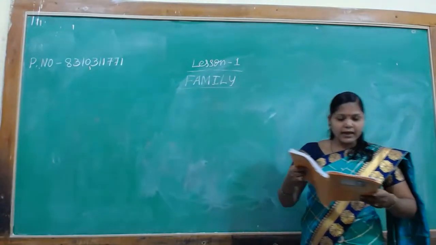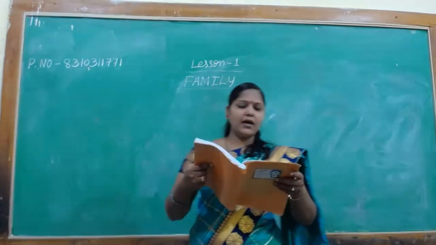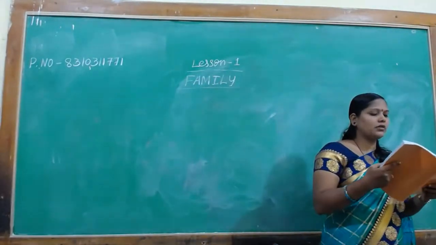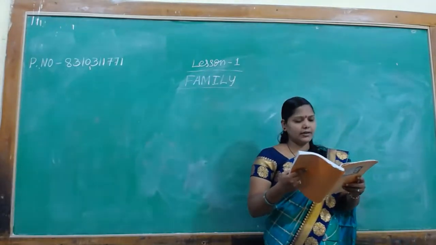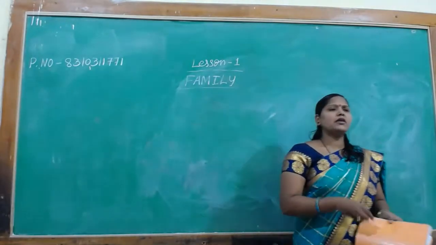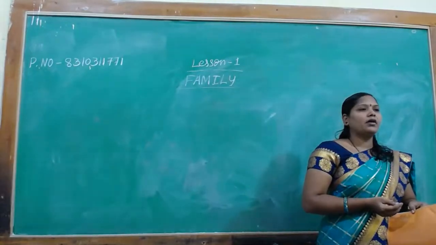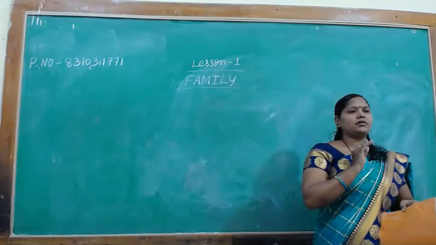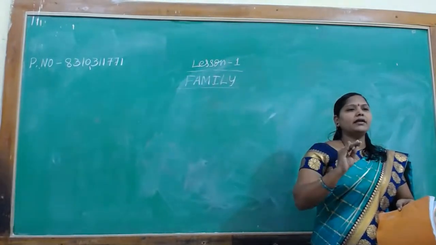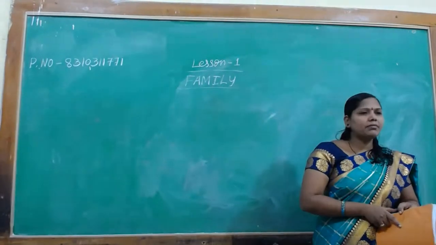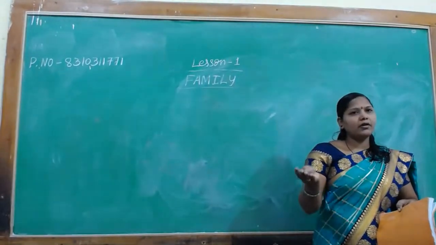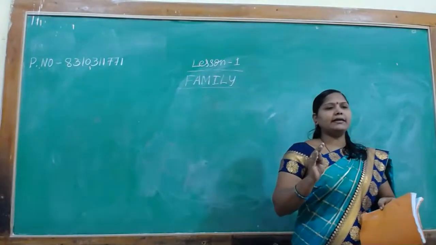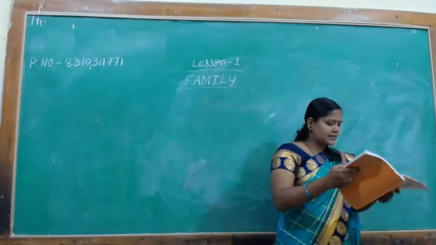Understood? And here, for example, Ramana has 6 members. Who are they? Father, mother, wife, son and daughter, already given. And the second one, you have to write, for example, Gundappa. In my family, the head is Gundappa. He has only 5 members: father, mother and 3 children. How many members? 5 members. You should write it like that in these activities.